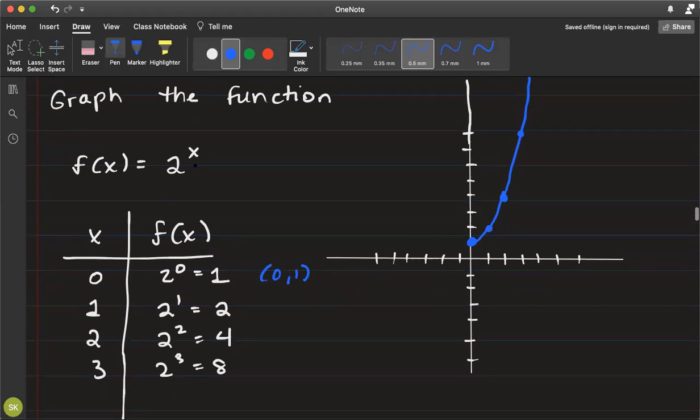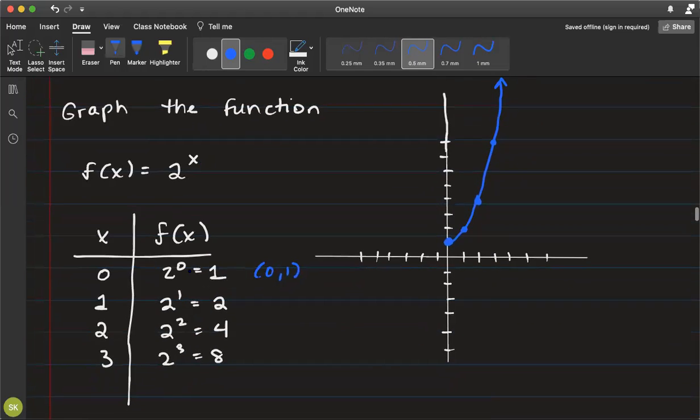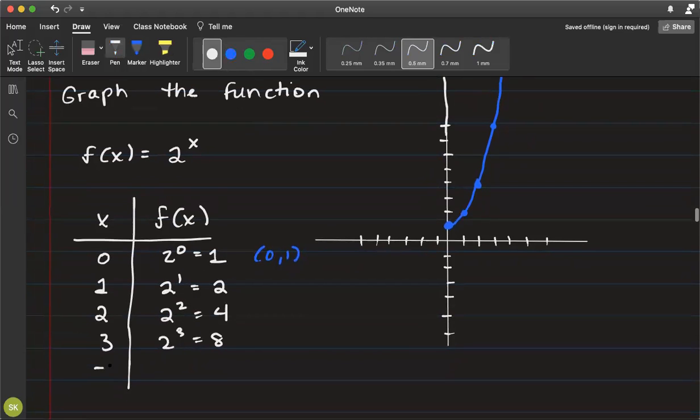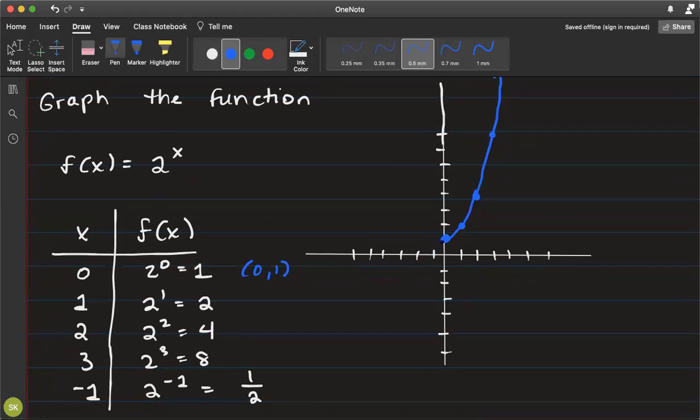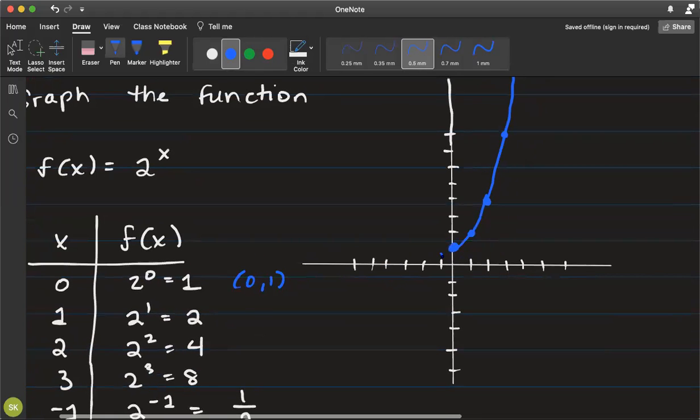Now, we can also plug in negative values for x. Let me zoom out a little bit. So let's try to plug in something like -1 for x. If I plug in -1, I get 2 to the -1, which is 1 over 2 to the first power, or 1 over 2. So we have the point (-1, 1/2). So let me zoom in right here. So -1, well, here's 1, so half is, if we zoom in even further, halfway, right?